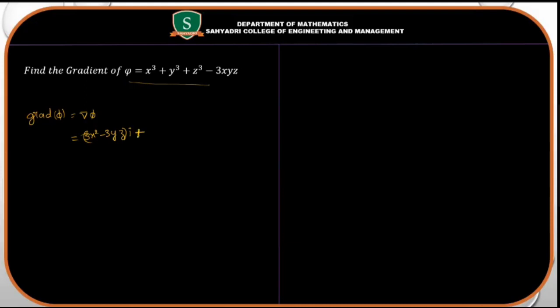Ashwita, have you understood? Yes, sir. Next, can you tell the next term? Three y square minus 3xz j. Next, third term: 3z square minus 3xy into k. So like this, you'll get the answer.